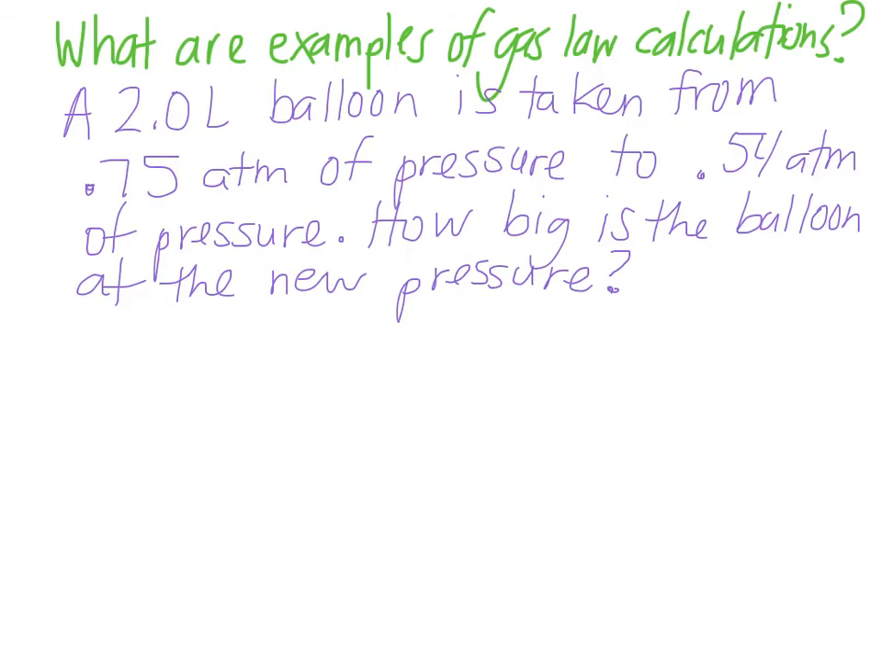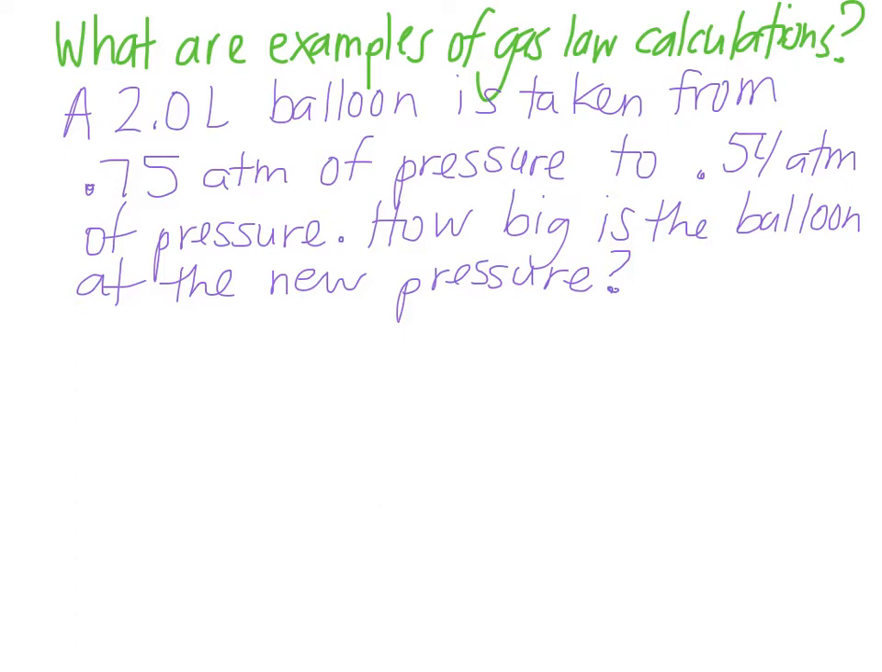We're going to work out 3 examples of gas law calculations. I'm not too concerned with you copying down the problems, but I do want you to write down the work that I'm doing. That way you have an idea of how to solve these. The first one reads, you have a 2-liter balloon and it is taken from 0.75 atmospheres of pressure to 0.54 atmospheres of pressure. How big is the balloon at the new pressure?